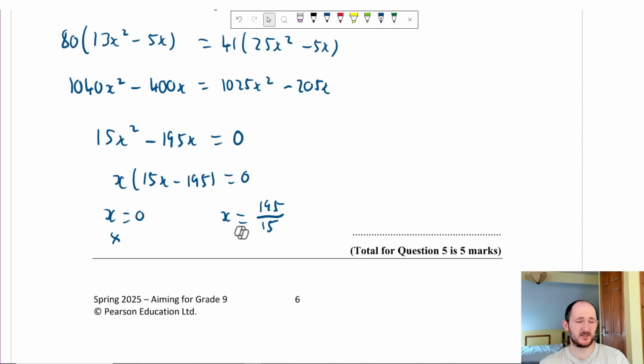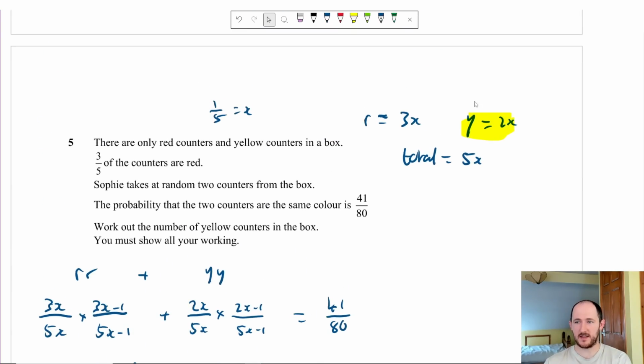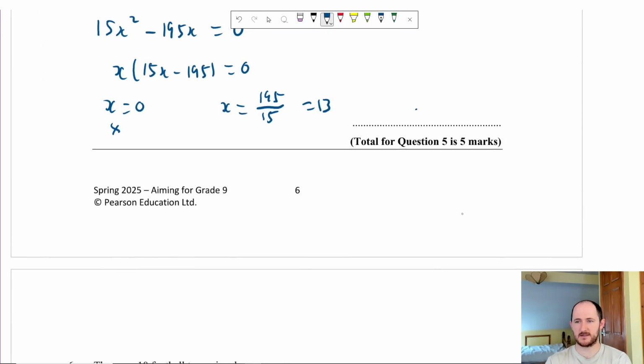I'm not going to lie to you, that should be something I know. But yeah, 13. That's not my answer. It says how many yellows are there, which is 2x. There are 26. There you go.